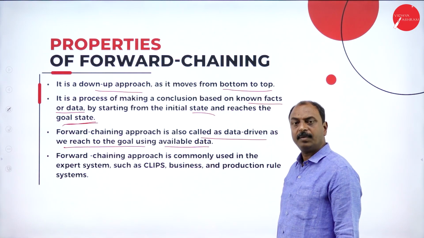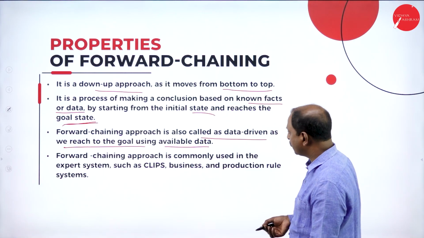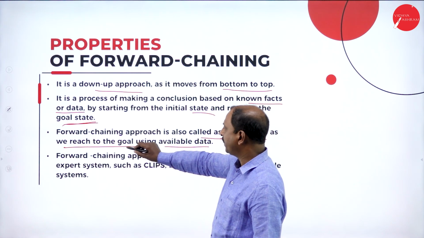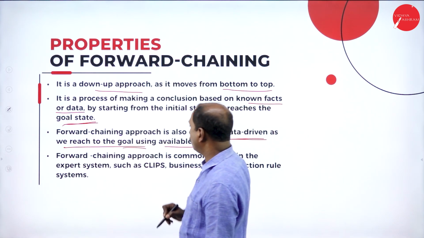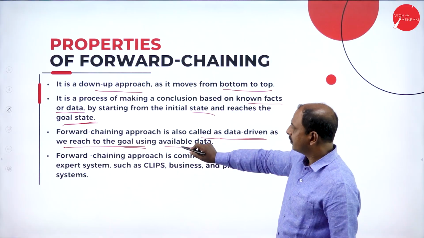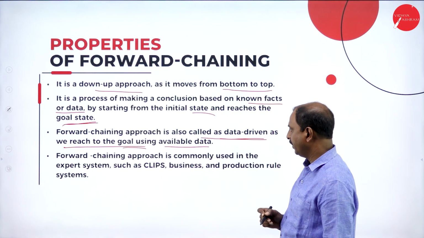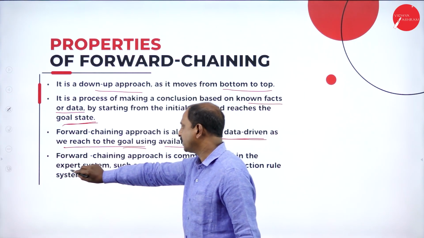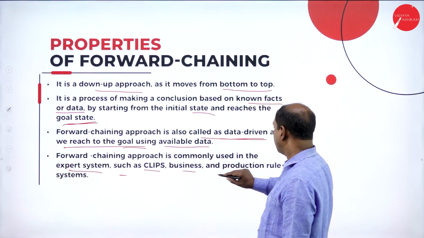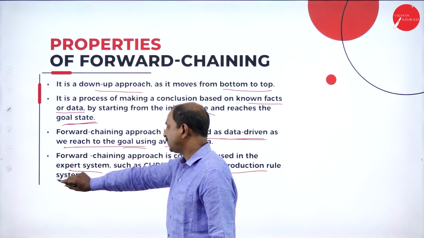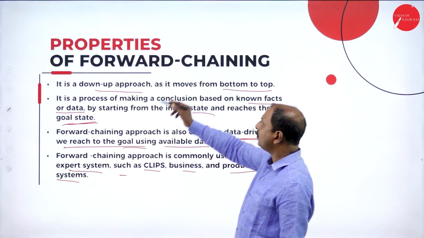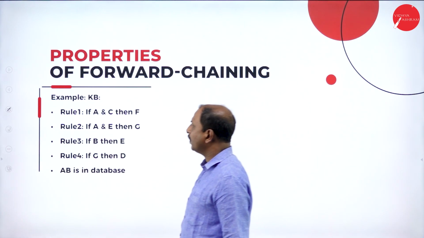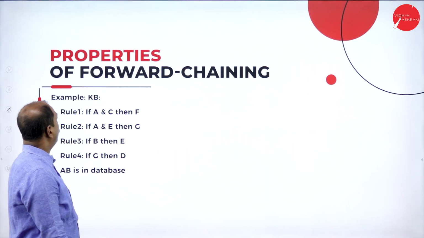Because with the help of this algorithm, we are going to solve the problem with the available data, and we are going to extract the different reasoning. Finally, we are going to reach the goal. So this is one of the properties of forward chaining, and it is commonly used in expert systems, as we have seen in the first slide. These are CLIPS, business, and production rule systems. These are the different applications of forward chaining. In the next slide, we will see an example for forward chaining.